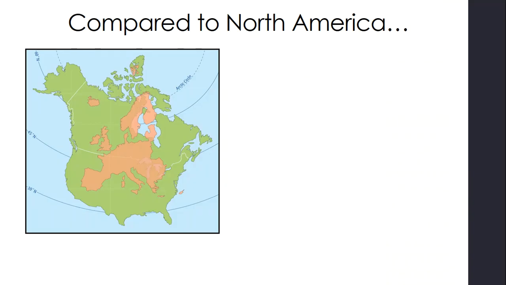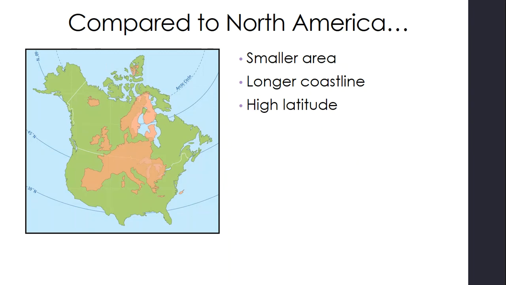And so compared to North America, Europe is at a similar latitude for parts of it, so we have a lot of very similar climate types. It's a smaller area than North America, but it has a much longer coastline. So again, you can see the coastline of Europe has all of these ins and outs and little peninsulas. So lots and lots of coastline, which gives them that advantage.